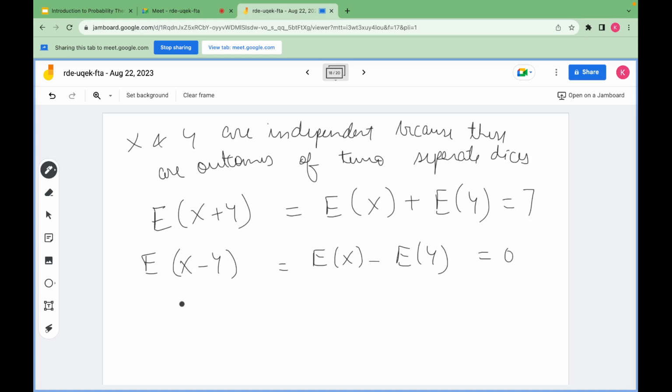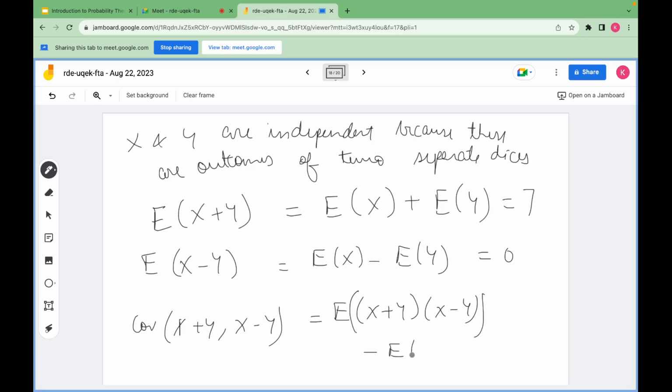Okay. Now we need to find the covariance between x plus y and x minus y. So we know that this is nothing but the expectation of x plus y times x minus y, minus the expectation of x plus y times the expectation of x minus y.